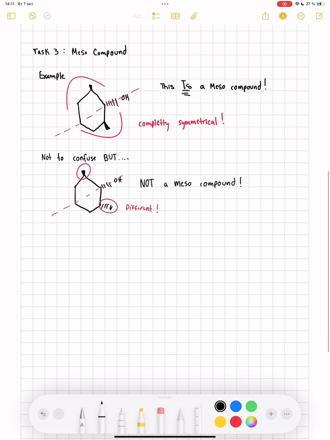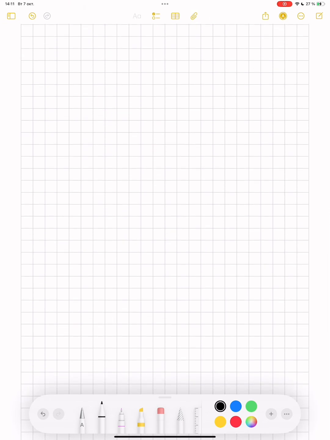Now, let's move on to our next task. This task will be a little larger, has more steps, and this is where we're going to determine whether a compound is an R or an S configuration. Now, let me just draw the compound that was given. So here I am just drawing the structure.